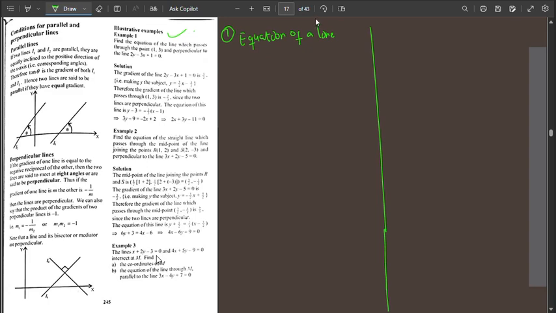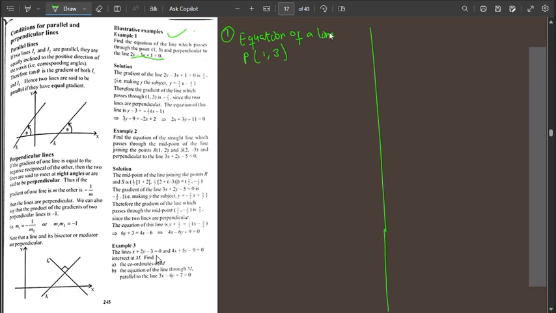We learned a case where we're given 2 points, and another case where we're given a gradient and a point. In this case, we've been given a point. Let's say this point is P, (1, 3). Were we given the gradient? No. But we're given a clue to find it. The question says that the line we are finding is perpendicular to this other line. Whenever lines are perpendicular, the product of their gradients is equal to negative 1.